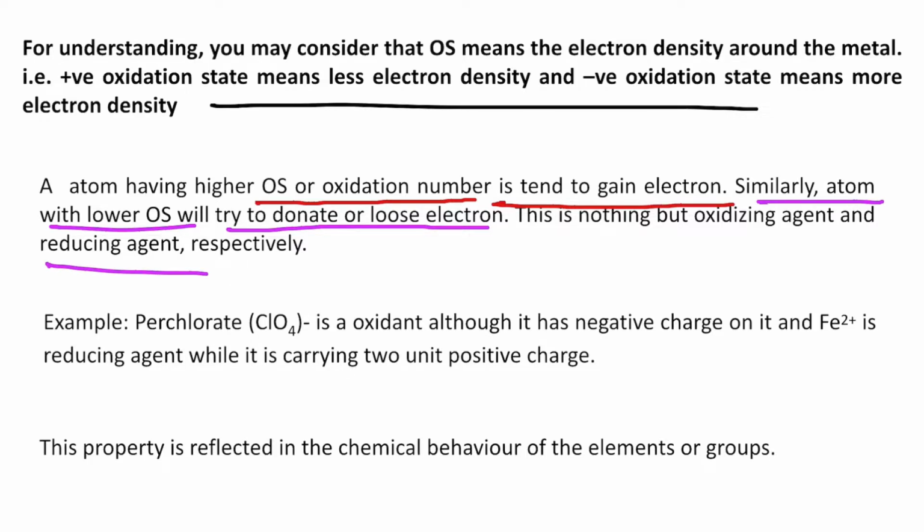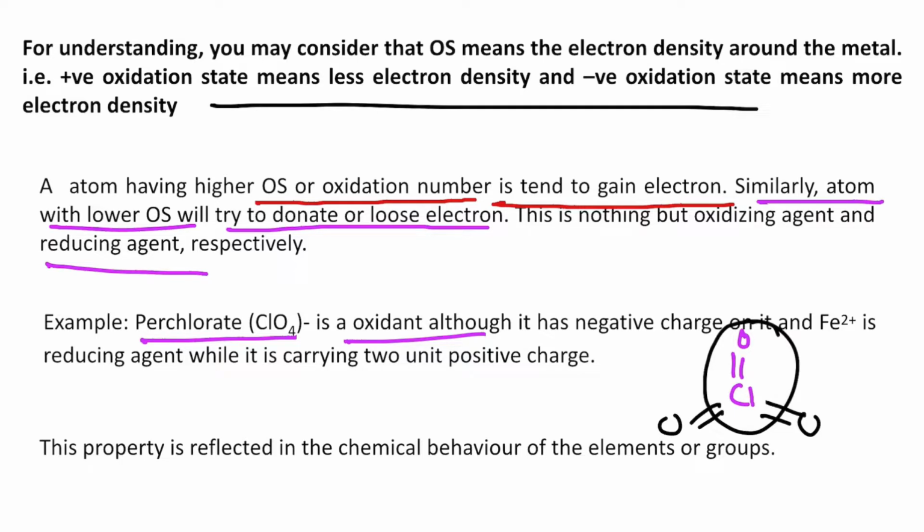Now, an example is that same perchlorate ion. It is an oxidant because the central chlorine is in the +7 oxidation state. The central chlorine has very little electron density because of the chlorine-oxygen bonds. But if you look at the overall ion, it has a negative charge. So oxidation state describes the element properly, whereas the charge describes the group or ion properly.